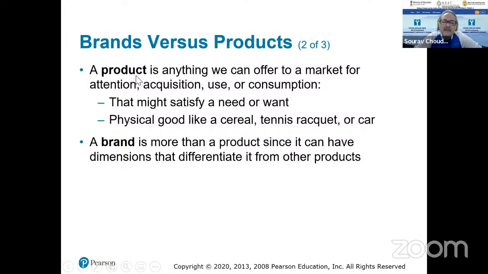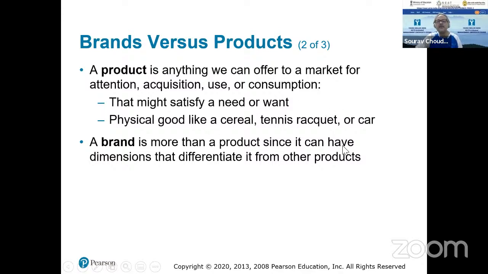Right? And when you talk about a brand versus a product, a product is anything we can offer to a market for attention, acquisition, use, consumption, right? That might satisfy the needs or wants of a consumer. The basic marketing fundamental. Okay. A product satisfies the needs or wants of a consumer. Physical goods like cereal, tennis racket, or car, these are all physical. And then there are services also. Right? They are also products.